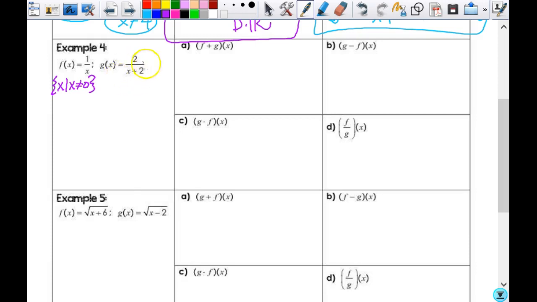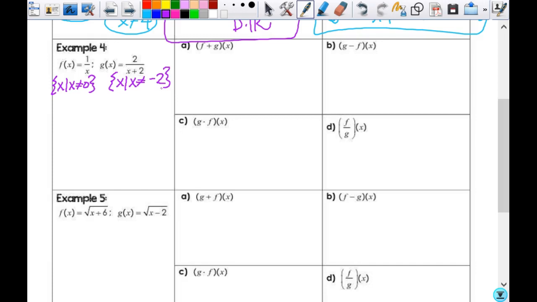So here, I don't get to divide by 0, so that means x plus 2 can't equal 0, so it's all the x values such that x can't equal what? Negative 2, right? And you remember that from rationals last year, right? That's how you knew where your asymptotes were with your rationals, and we're going to look at those again, but we know it can't be negative 2 because we can't divide by 0.